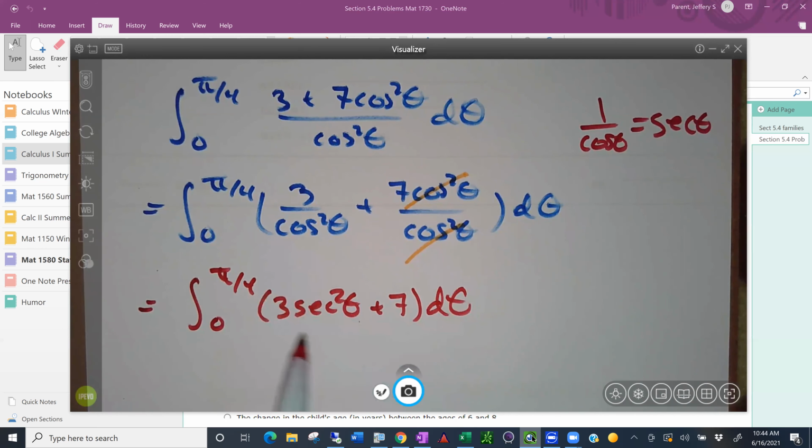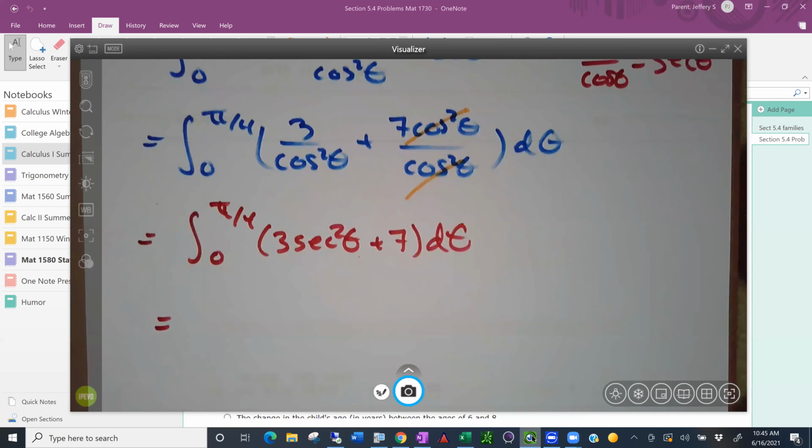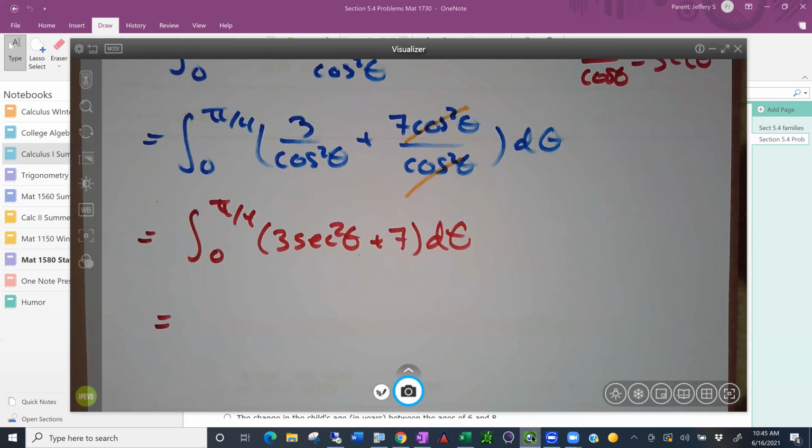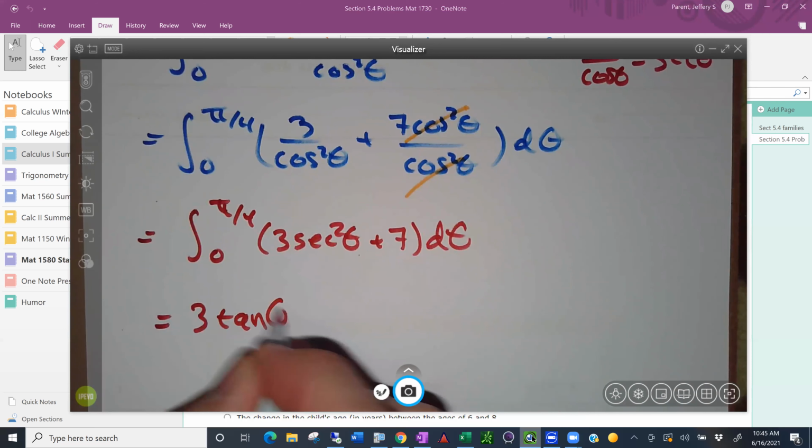But the nice thing about secant squared is that I know something that I can differentiate to get secant squared. What do I find the derivative of to get secant squared? We just did this one. What do you differentiate to get a secant squared? Tangent. So it's going to be 3 times the tangent of theta.